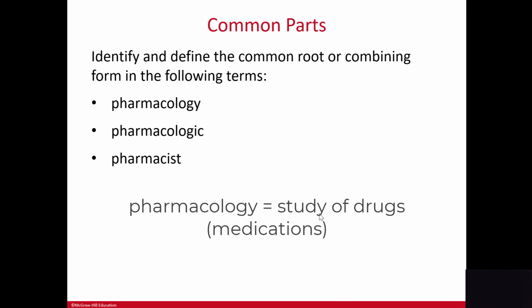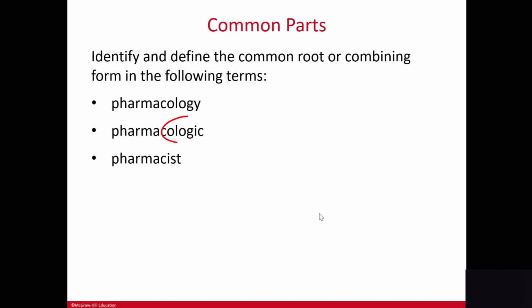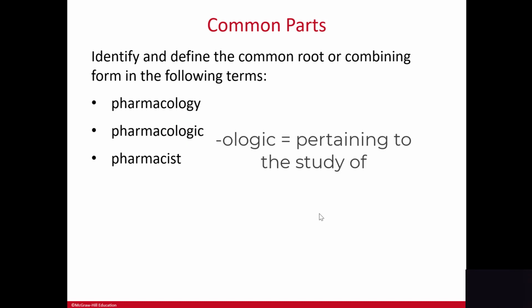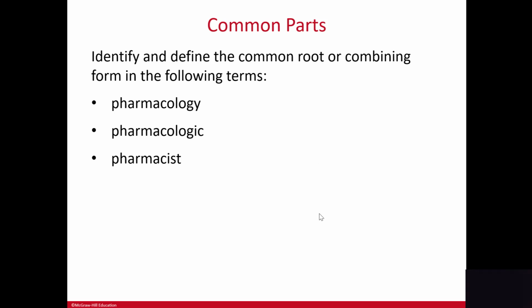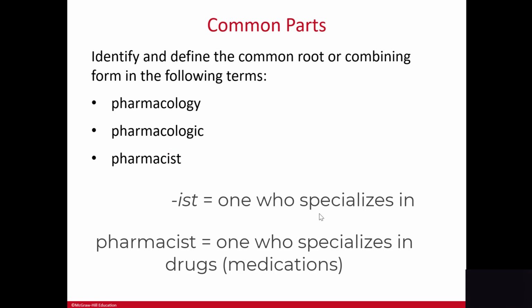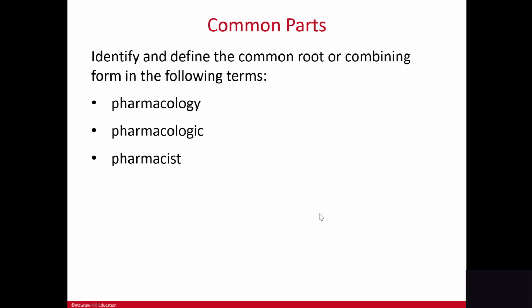In the second term, we've added the suffix ologic. So we've added IC at the end, so we know it's pertaining to, and pertaining to what? Pertaining to the study of drugs. So pharmacologic means pertaining to the study of drugs. In the third one, we've added ist, and that suffix means specialist. So now we have someone who is a specialist in drugs, right? So a pharmacist is a specialist in drugs or medications. So it's just that easy.